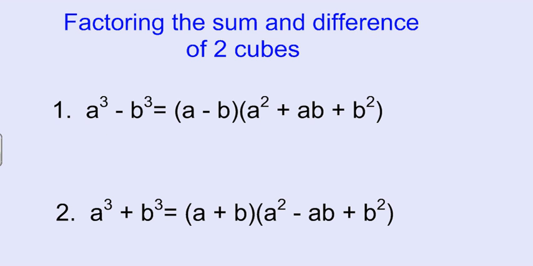In the first rule, we have a subtract. In the original problem, notice the subtract has to be the same in the binomial. The second sign must be the opposite. Down in rule number 2, we have a plus sign in the original problem. Notice a plus in the first factor, and again the opposite sign in the second factor. And notice that the last term is always a b squared, plus b squared.